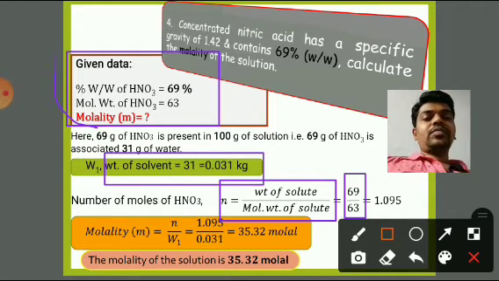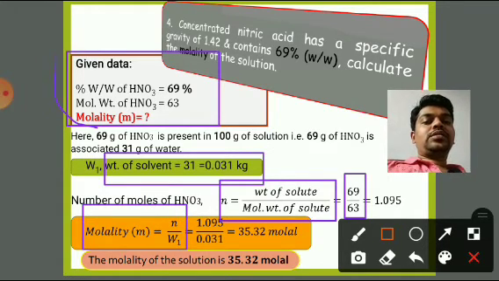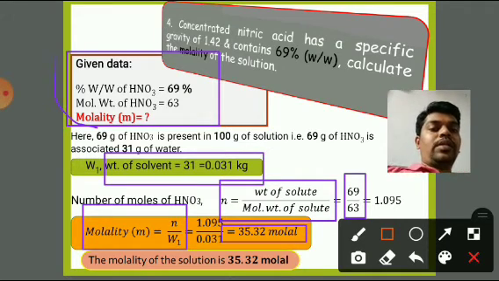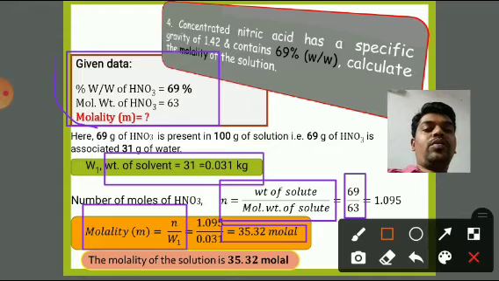Now the formula for the molarity is M equal to n upon W1. Here n is 1.095 divided by the weight of the solvent, that is 0.031 kilogram. After solving this ratio, we get 35.32. That much molar concentration is present in the given solution. So the nitric acid concentration in the solution is 35.32 molar.